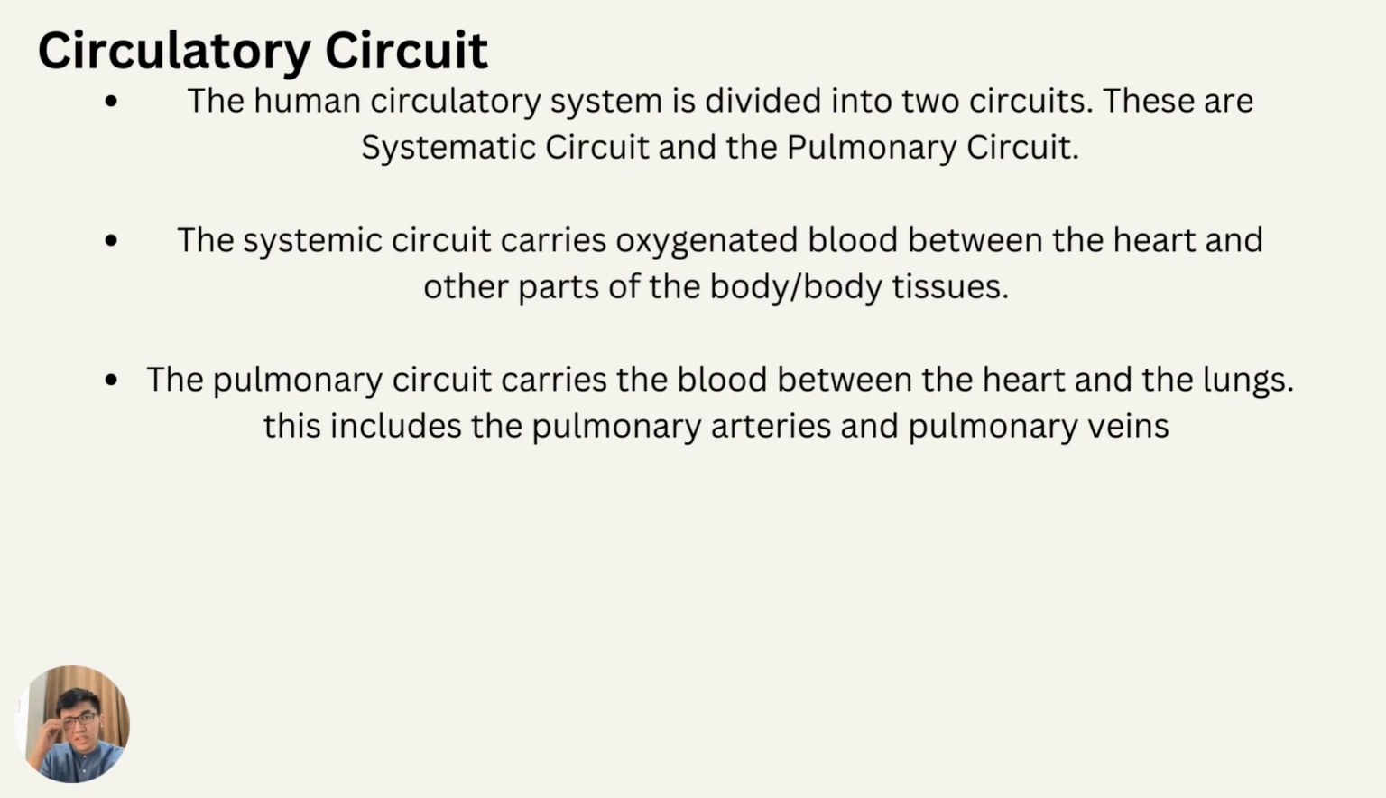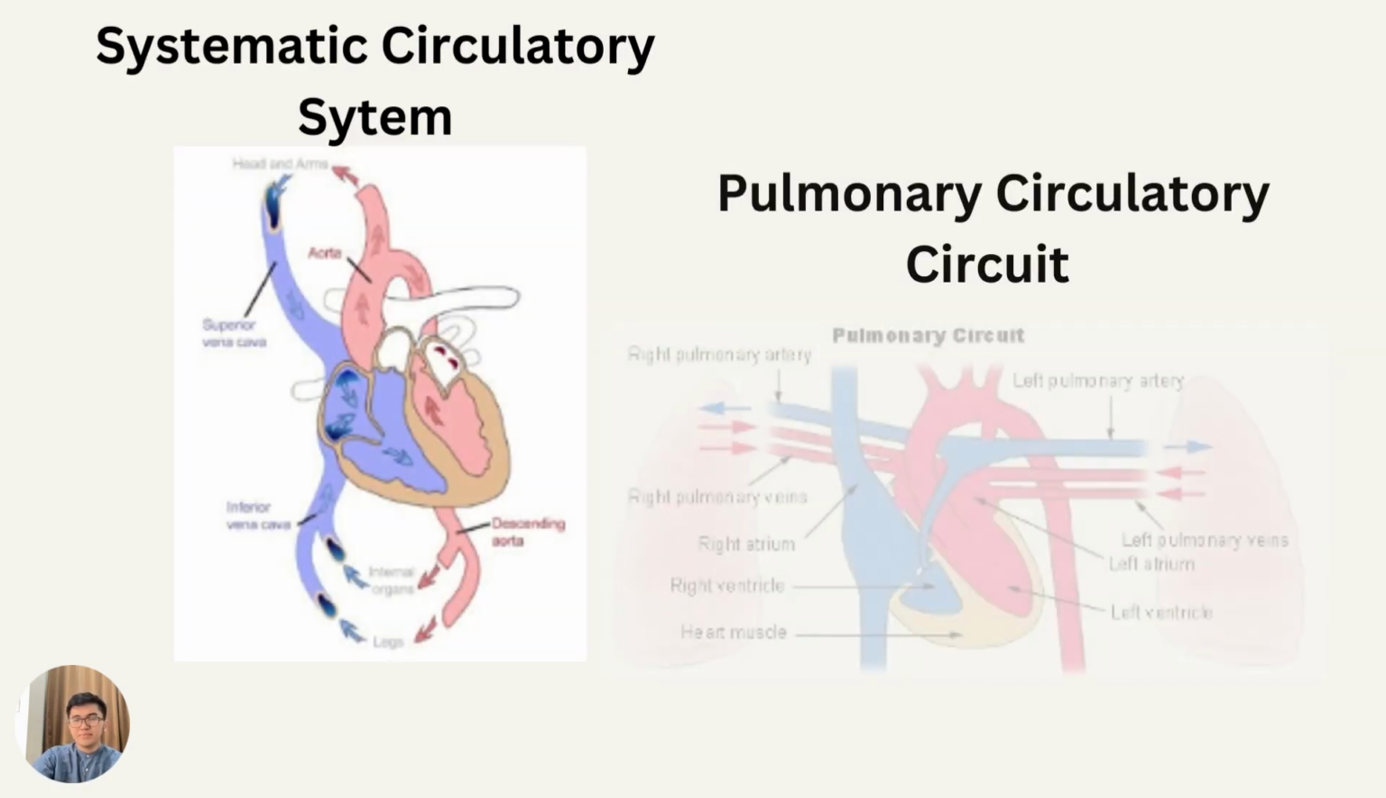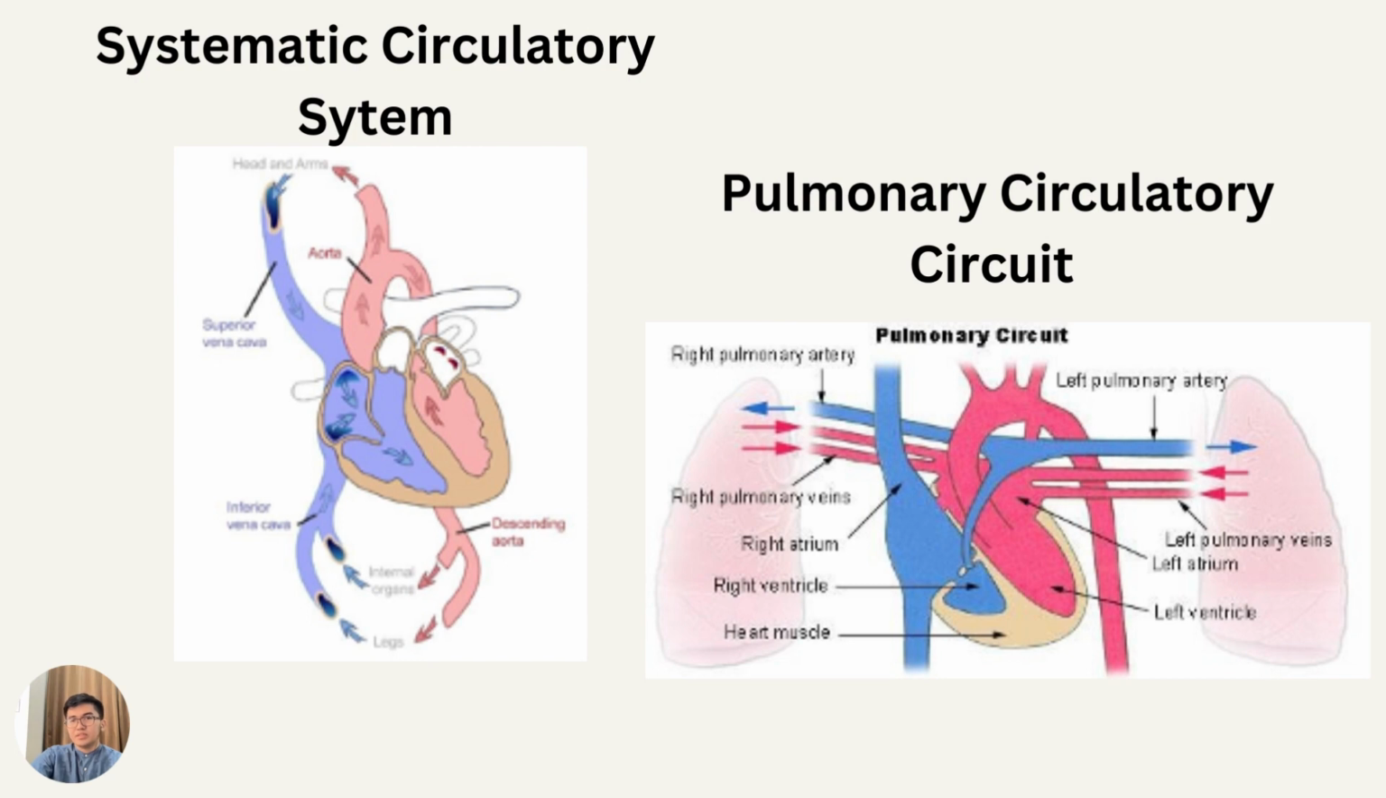Circulatory circuits. The human circulatory system is divided into circuits, as we saw on the previous slide. These are the systemic circuit and the pulmonary circuit. The systemic circuit carries the oxygenated blood between the heart and other parts of the body tissues, and the pulmonary circuit carries the blood between the heart and the lungs. This includes the pulmonary arteries and the pulmonary veins. So this is a closer look at the systemic circuit and the pulmonary circuit.